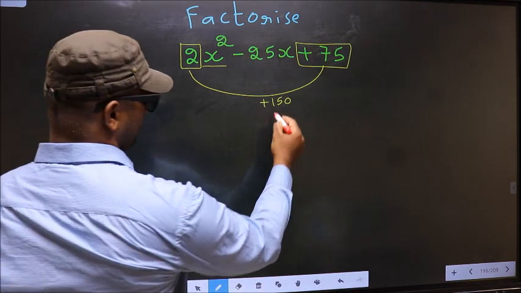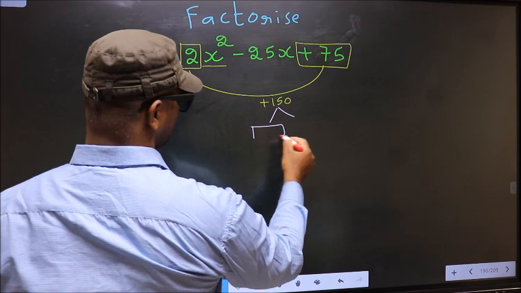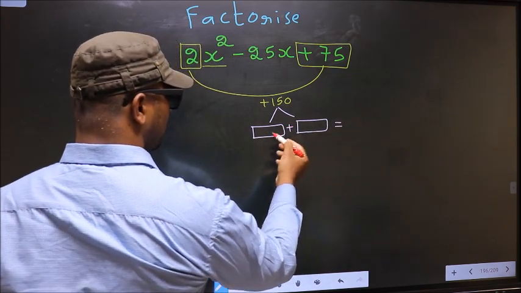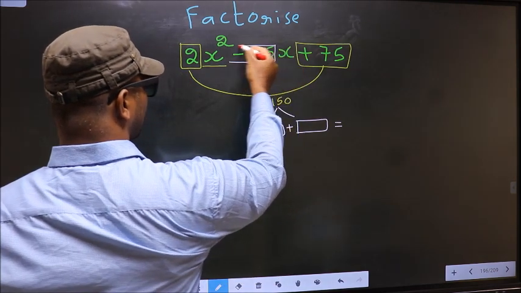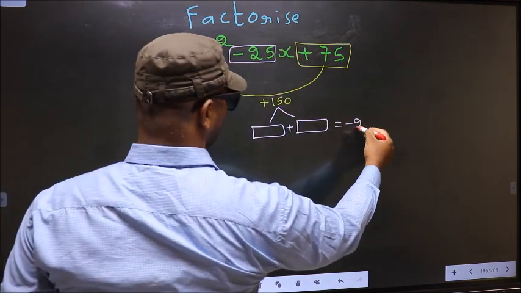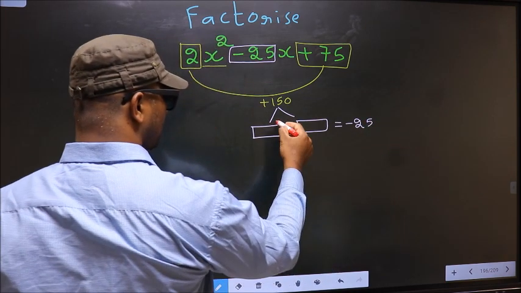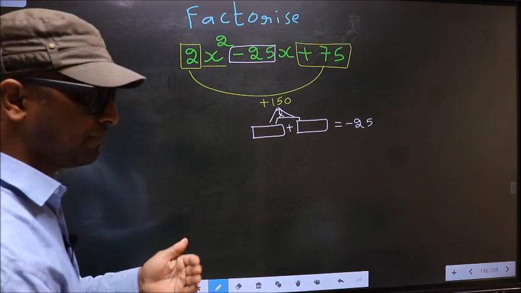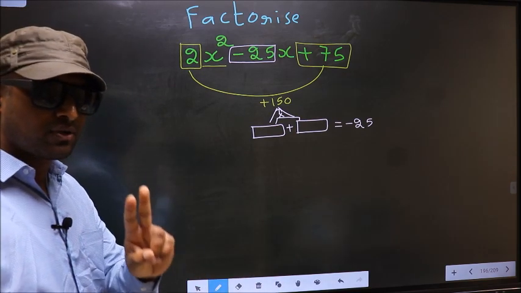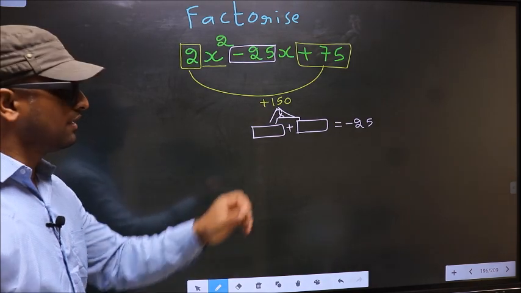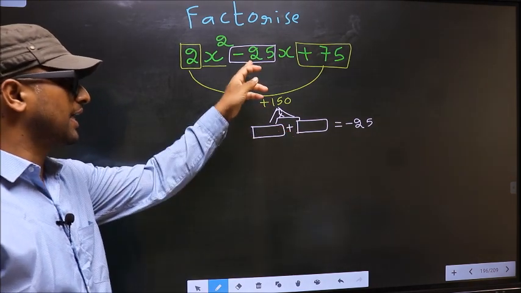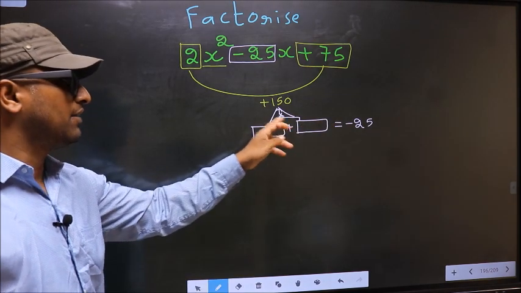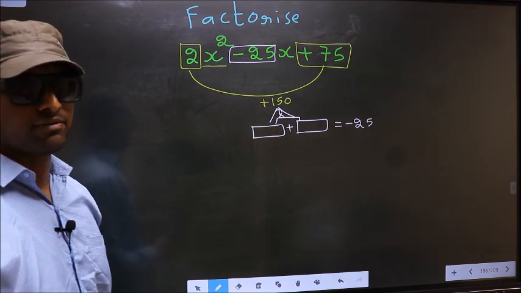Next, now you should look out for two numbers such that when you add these two numbers, you should get the middle coefficient −25, and also when multiplied, you should get +150. I repeat, you should look out for two numbers such that when you add them, you get the middle coefficient −25, and when multiplied, you get +150.